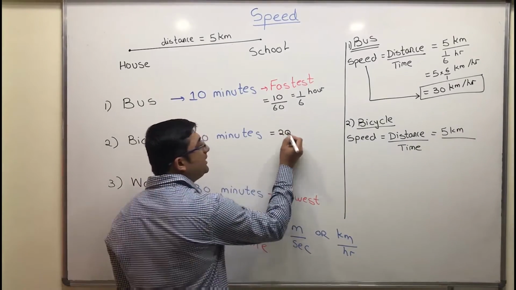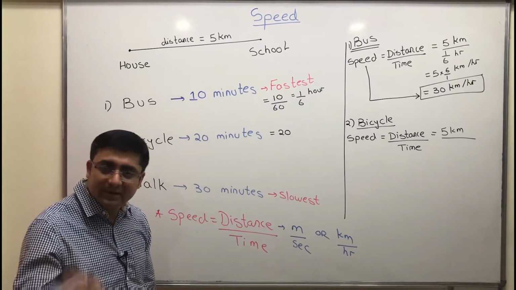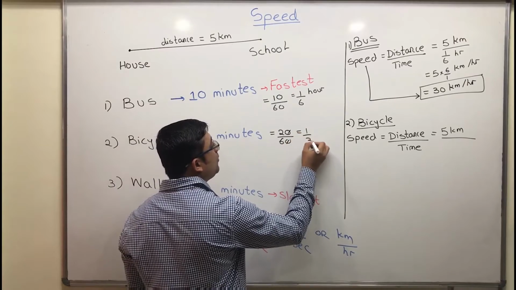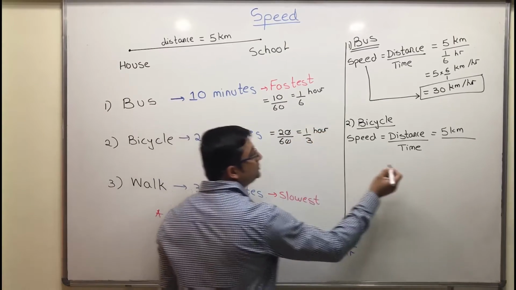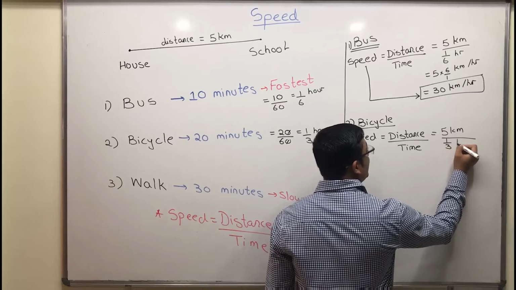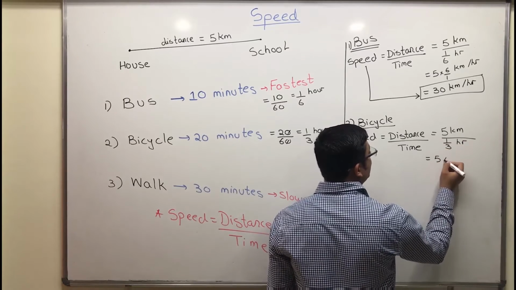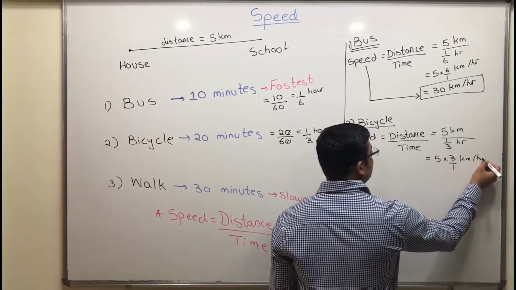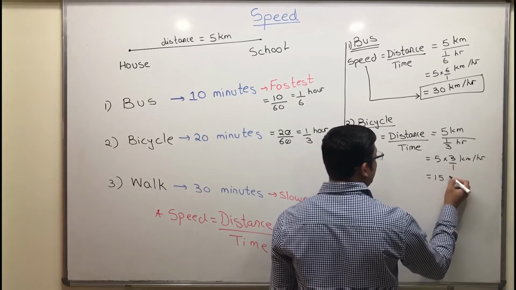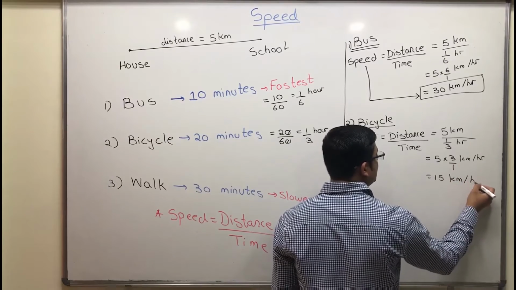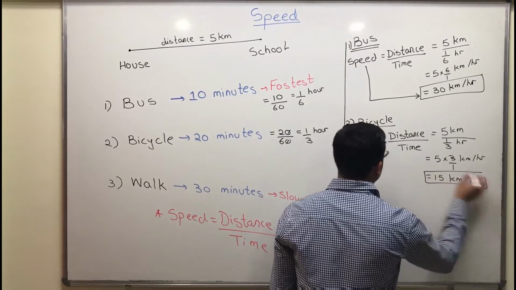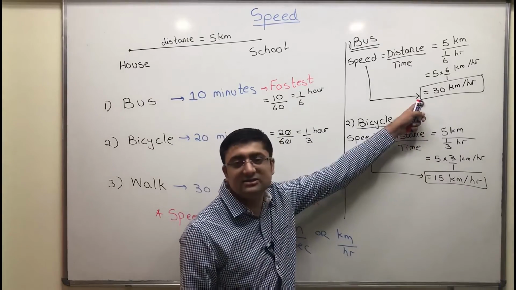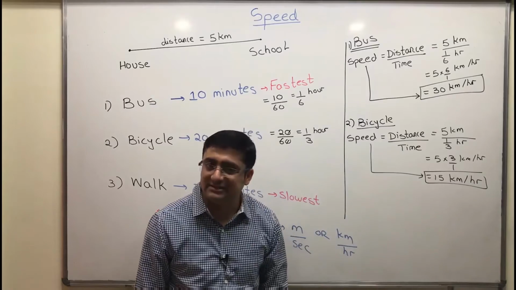I want the time in hours, so convert this. So this is equal to 20. How do we convert minutes to hours? Small to big, divide by 60. So 0, 0 cut. We get this as 1/3 of an hour. So divided by 1/3 of an hour. So this becomes 5 into 1/3 becomes 3/1 kilometer per hour. What is 5 into 3? 15. So speed by cycling is 15 kilometers per hour. So this over here is the speed of the bicycle. As you can see, speed of the bicycle is less than the speed of the bus. So bus is of course faster than the cycle.